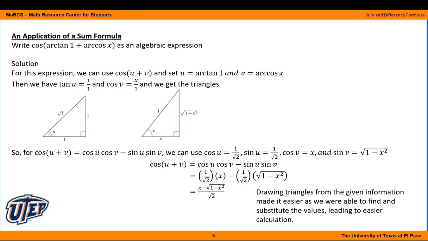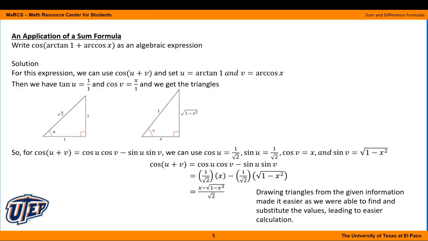This example shows how some formulas can be used together with inverse trigonometric functions. We want to rewrite the expression as an algebraic expression involving x. The key idea is to let one angle be arctangent of 1 and the other angle be arccosine of x. Once we identify those angles, we can draw right triangles that match the given information. For the arctangent angle, tangent equals 1 over 1, giving us a 45-degree reference triangle.